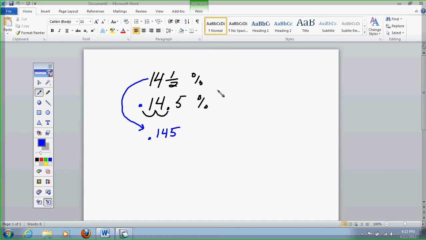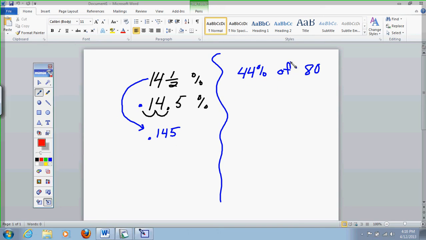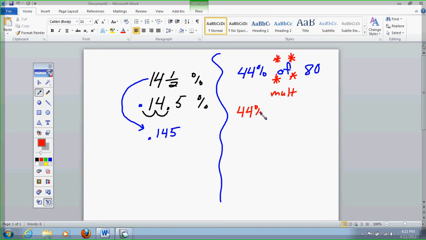And one more problem. If I need to know what is 44% of 80. Well, first thing you need to know, very important, is this word of. What does this word of mean? I'm putting these asterisks here because it is very important. It is a very important key word. It means to multiply. So I'm going to multiply 44% times 80.